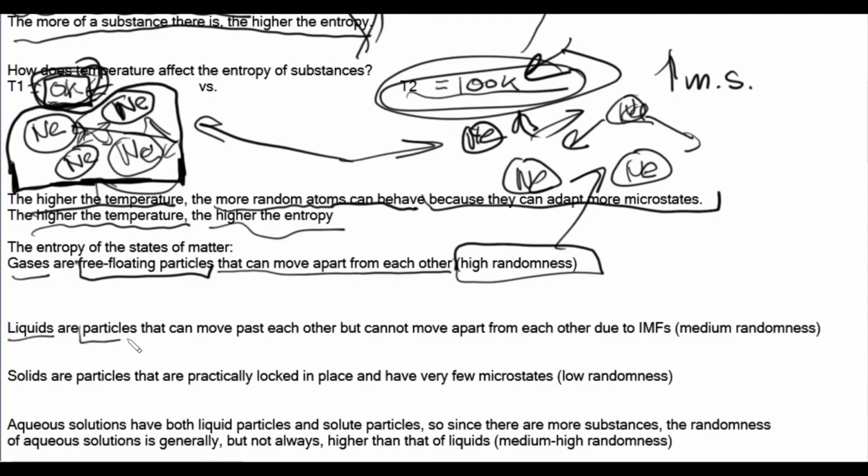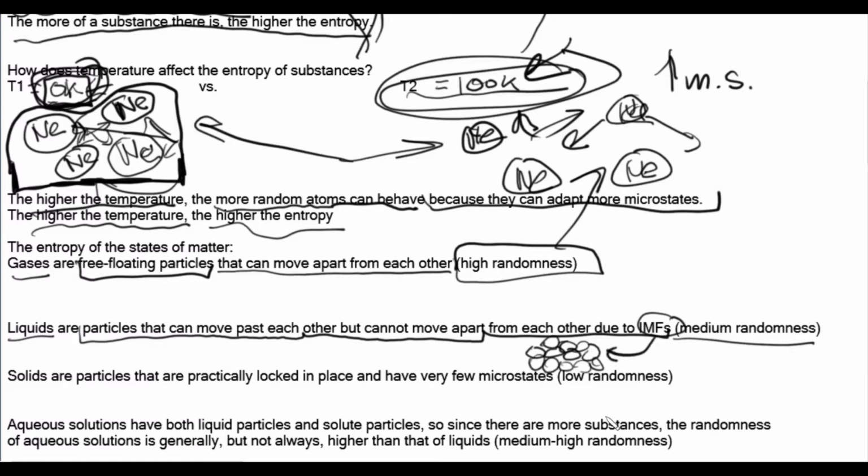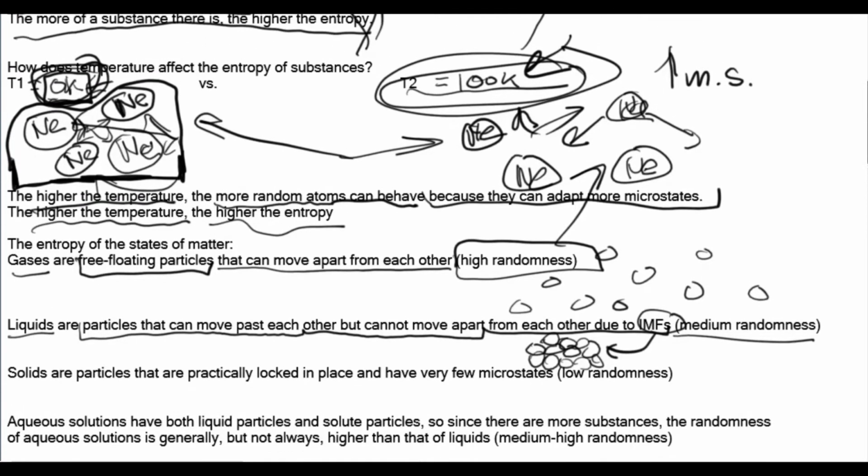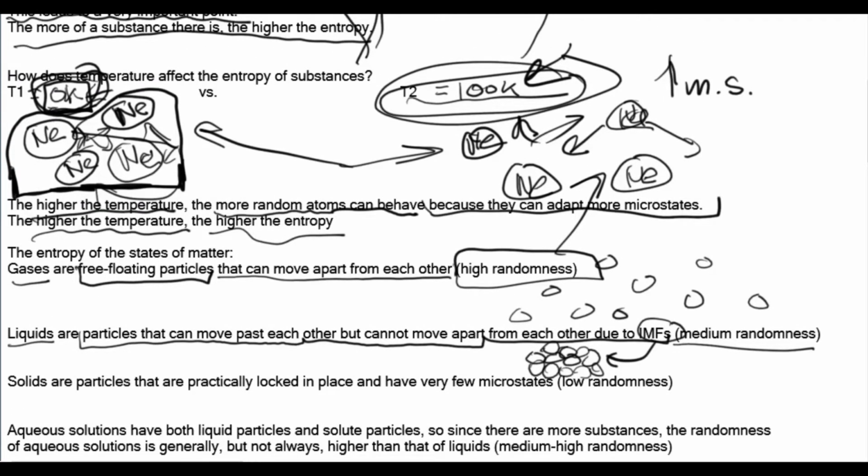Now, liquids are particles that can move past each other, but cannot move apart from each other due to intermolecular forces. So we'll call liquids medium randomness because they can still move around, but they are locked close to each other because of the intermolecular forces. While for gases, well, they can essentially do whatever they want. So we can see the hierarchy of randomness, and not last, but second to last are solids.